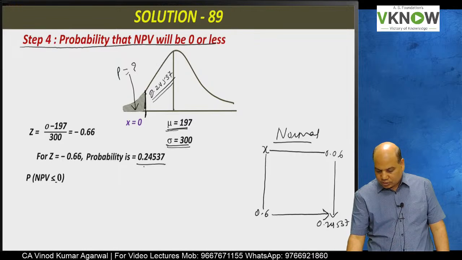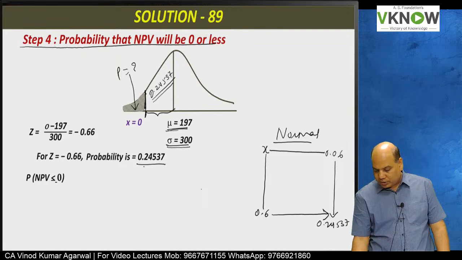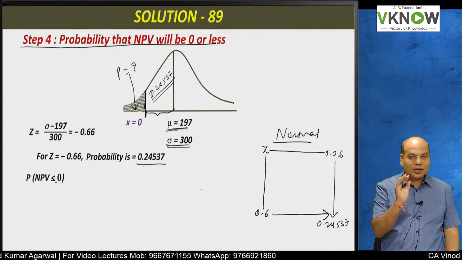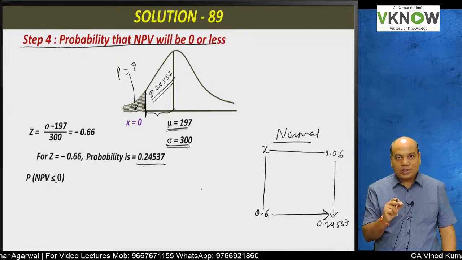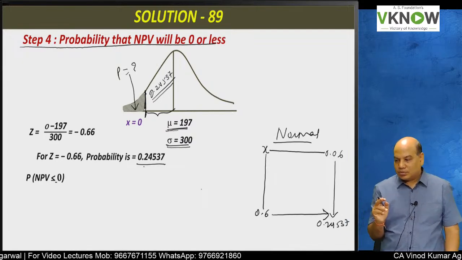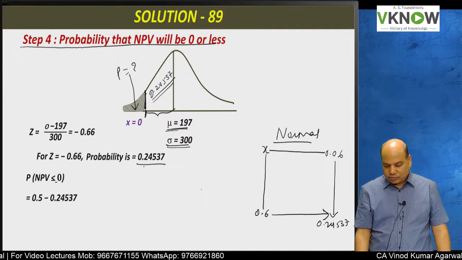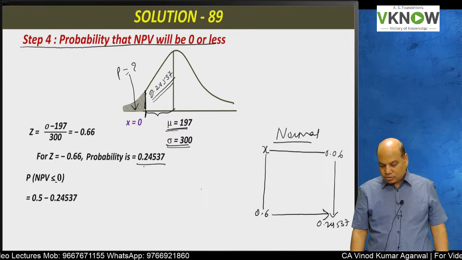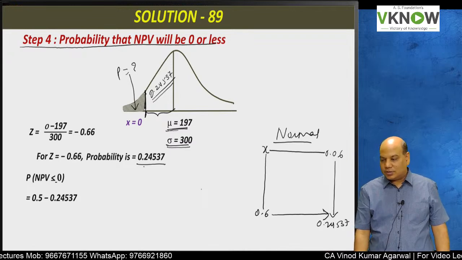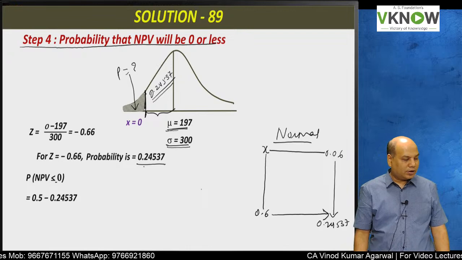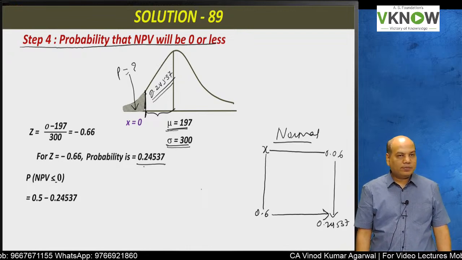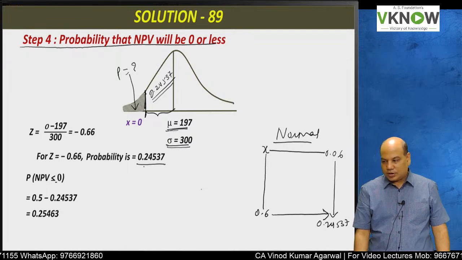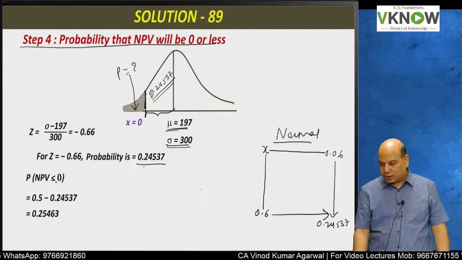0.24537 is the probability of a number between 0 and 197. I want less than 0. Total area on the left side is 0.5. Therefore, the probability that NPV will be less than or equal to 0 is 0.5 minus 0.24537. The answer is 0.25463.